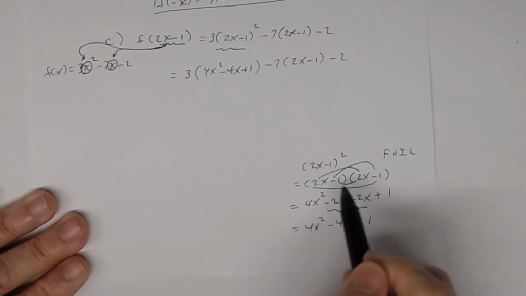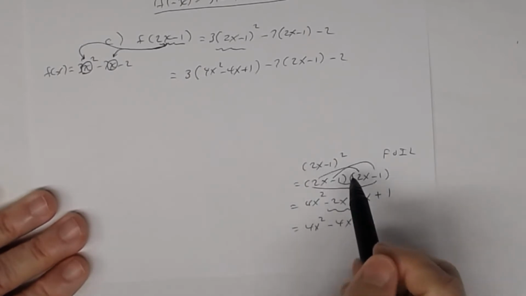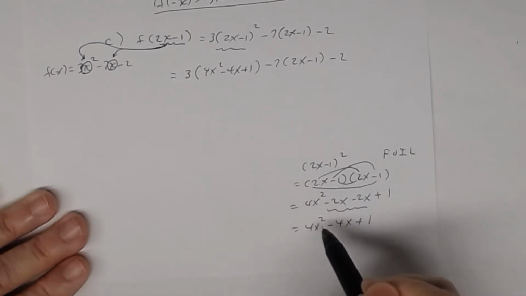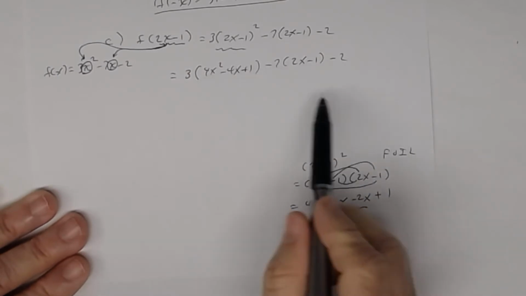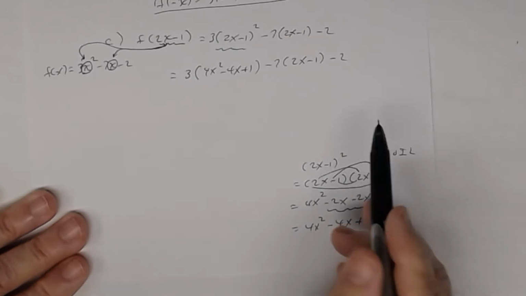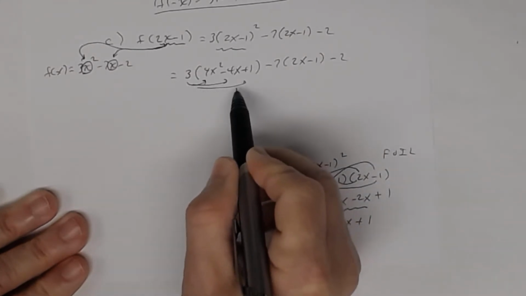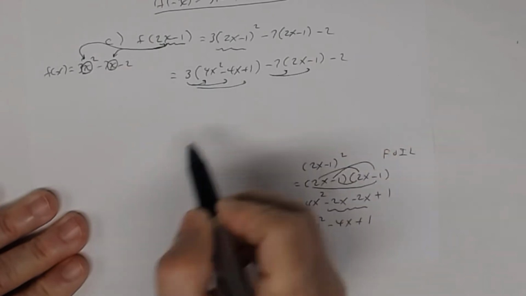Now try not to make any errors here. Well, don't make any errors. I shouldn't say try. Do not make any errors, because any error you make here is going to affect your final answer. All right, and so now we're going to go ahead and distribute. Now I can distribute.